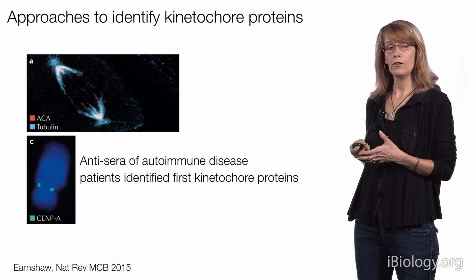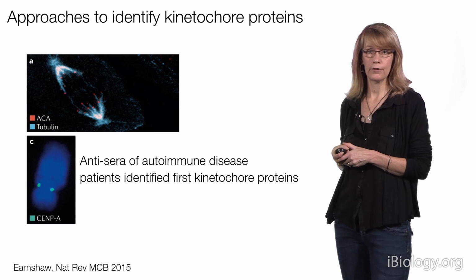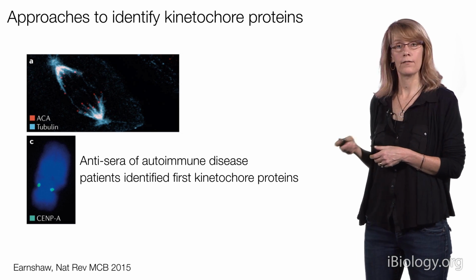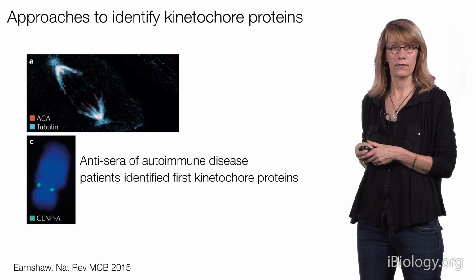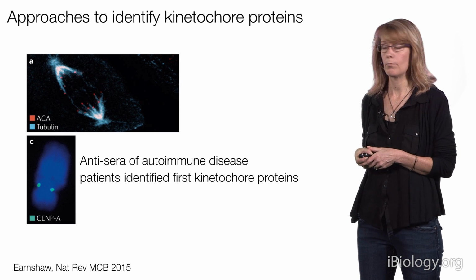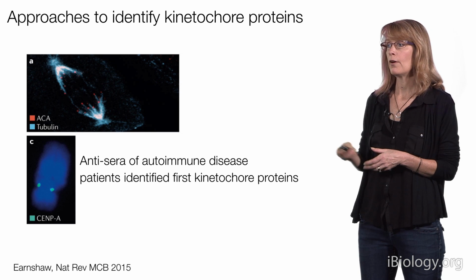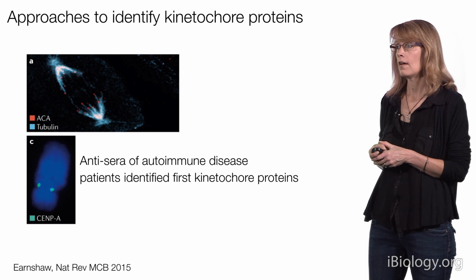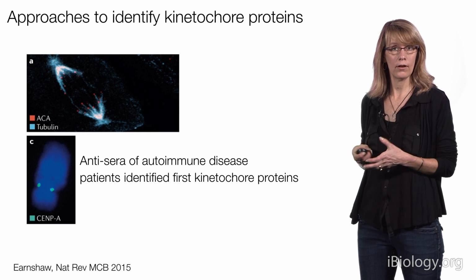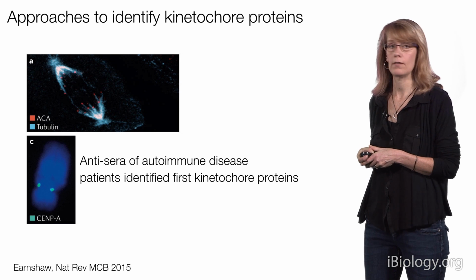So Earnshaw and independently another group, Goldner, realized that they could take advantage of the fact that these antibodies recognize kinetochores to clone the first kinetochore proteins. And actually in this image below, you can see CENP-A staining. It turned out that CENP-A that I just talked about was the first kinetochore protein that Earnshaw identified.